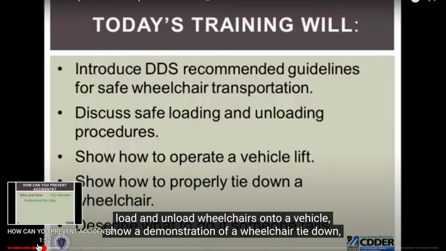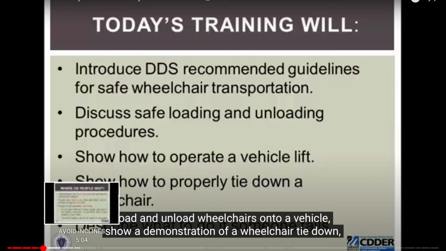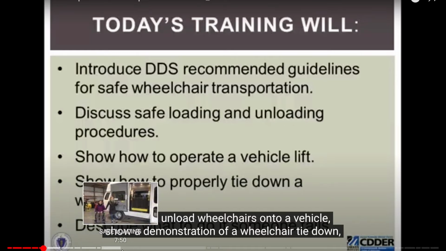Okay, so we're going to move into the area where we are talking about how to appropriately secure a wheelchair. I am going to voice over a portion of this. It's important that we pay attention to this because this does become part of the practical skills. It can be re-reviewed if necessary. So we're just going to skip ahead.